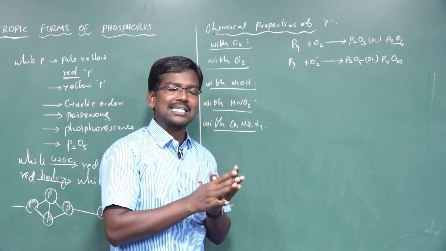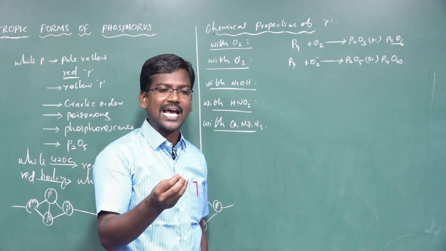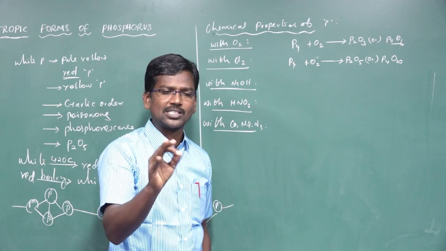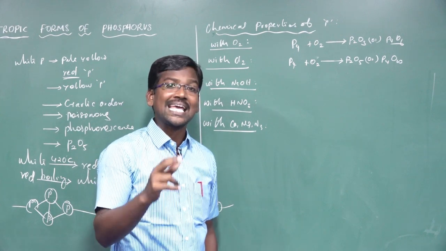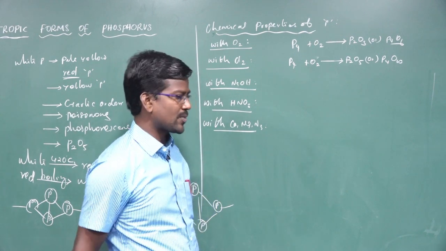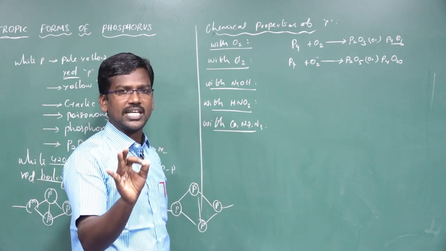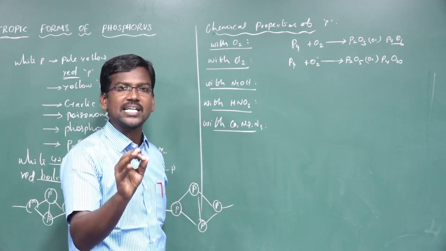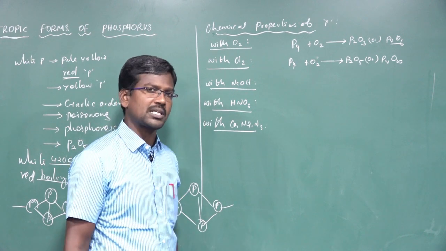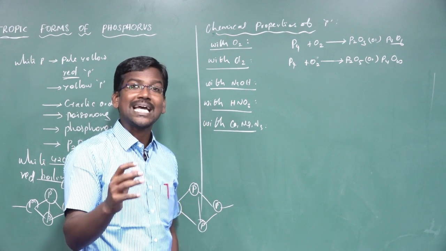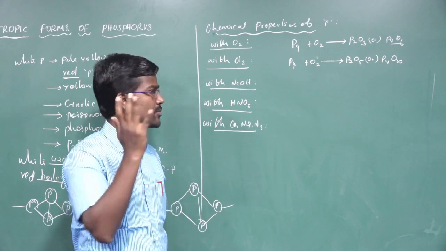Then phosphorus reacts with or burns in air. A limited supply of air produces phosphorus trioxide. An excess of air produces phosphorus pentoxide. This is the common reaction of phosphorus in air. Phosphorus reacts with a limited supply of air to produce phosphorus trioxide, and with an excess of air to produce phosphorus pentoxide.